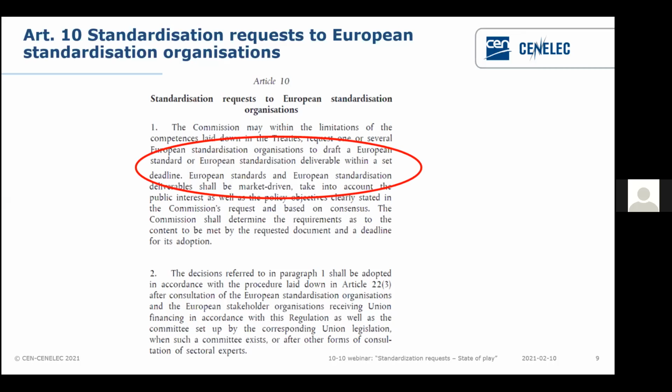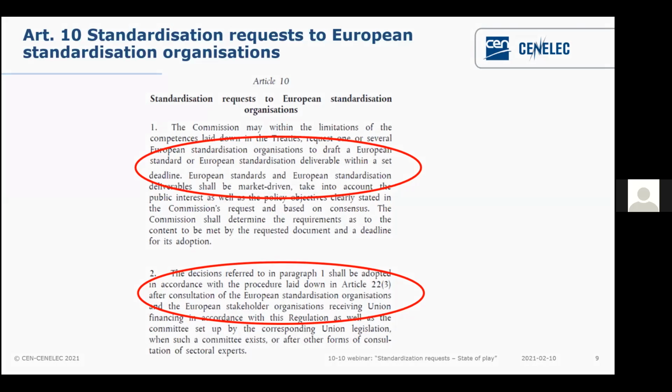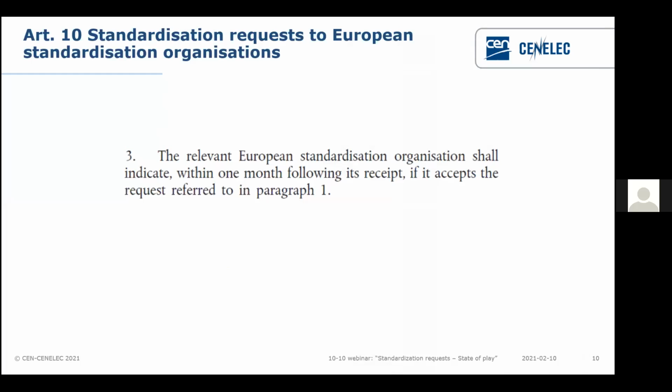So the Commission may request the ISOs to draft a European standard or European standardization deliverable within a set deadline. This is the legal basis. You will see in paragraph 2, this must be done according to the procedure laid down in Article 22. Basically, this means that the Committee of Standards has to validate, so the member states have to give the green light to the European Commission for issuing a standardization request to the ISOs, so to SEN-SENELEC and ETSI. In paragraph 3 of Article 10, the ISOs have 1 month following the official notification of the standardization request to inform the Commission whether we accept or not this request.